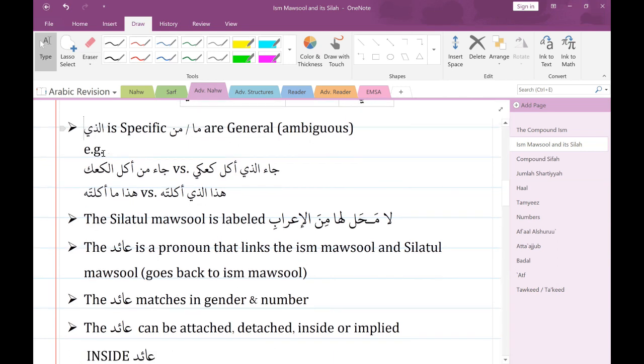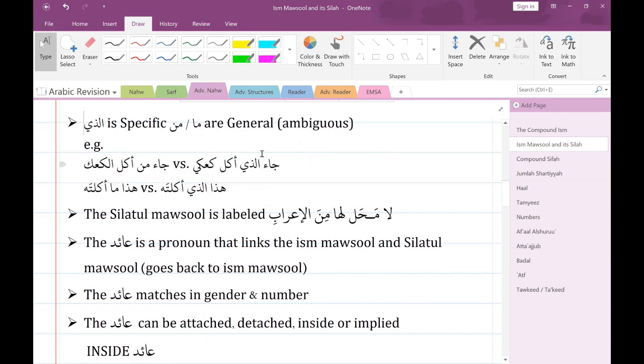It could be anything. For example, if I say جاء من أكل الكعك, versus جاء الذي أكل الكعك. So when I say جاء من أكل الكعك, whoever ate the cake came. الكعك is cake. So whoever ate the cake came. Whoever. It's ambiguous. Like it could be anybody. But if I say جاء الذي أكل الكعك, the specific one who ate the cake is the one who came. So you see the difference between specific and ambiguous. This is important to differentiate the two.